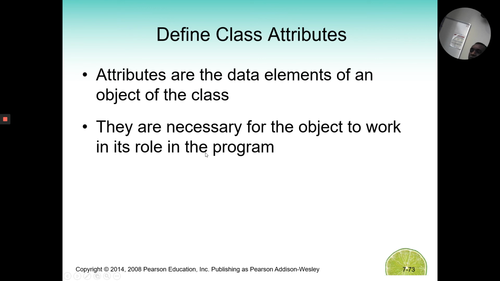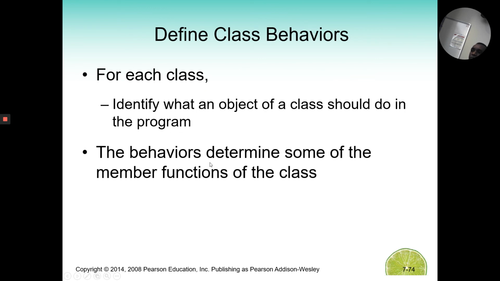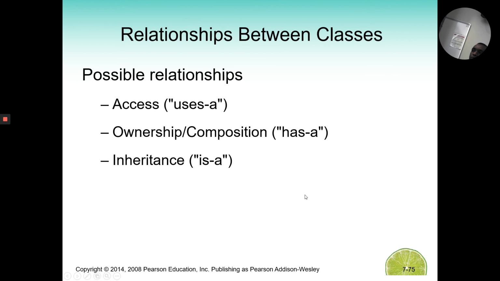So this is the state. They are necessary for the object to work in its role in the program. Define class behaviors. For each class, identify what an object of the class should do in the program. The behaviors determine some of the member functions of the class. Then you have possible relationships: access, as in uses-a, or ownership, composition, has-a, inheritance, is-a. So these are the relationships you have to consider between classes we are talking about, okay?